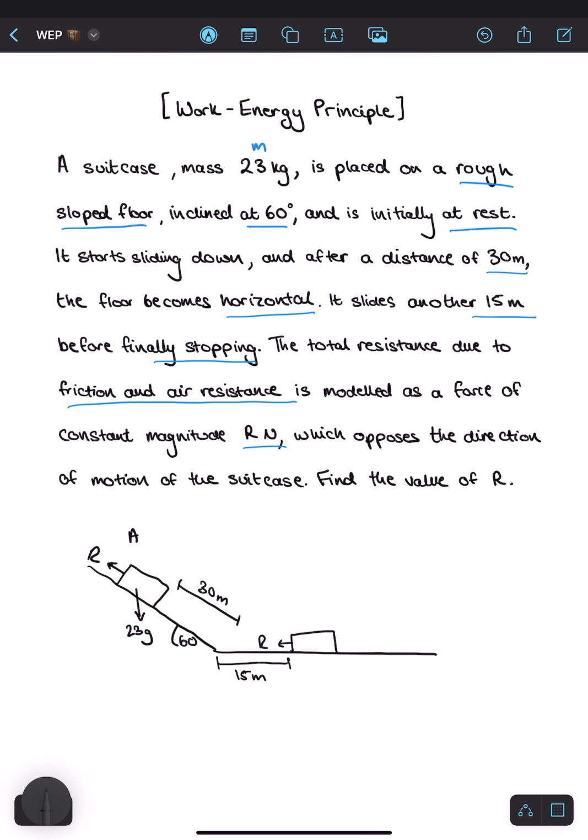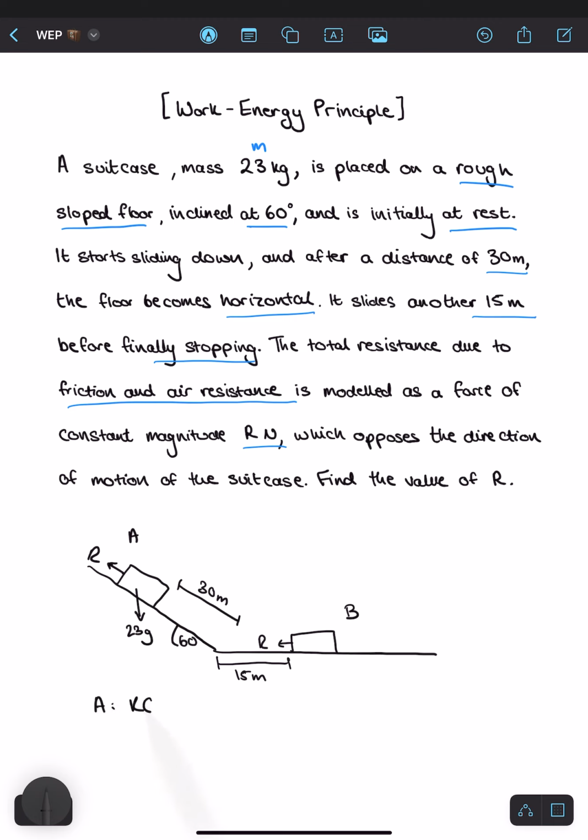The question doesn't tell you to use work energy principle. The reason you know to use it is because you can't resolve forces since it doesn't give you the acceleration. So you can't use F equals ma. That means consider the energies. So this is what I like to do. I've labeled this part A, and this is going to be part B. Now consider the energies in each section.